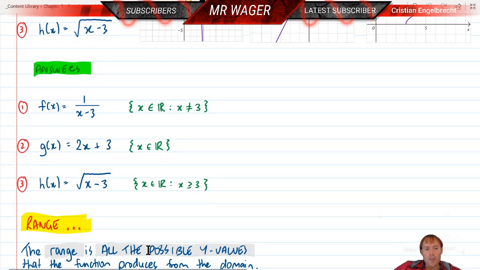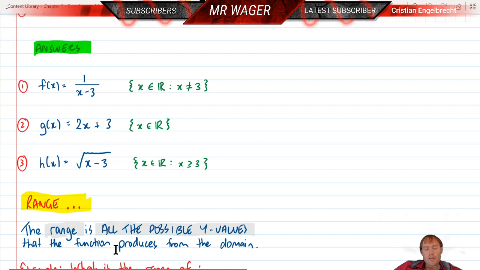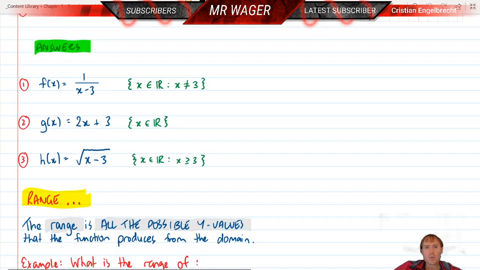Okay, what about the range? The range is all the possible y values. That's probably the easiest way to think about the range. The range is all the output numbers, all the answers, all the possible y values that the function produces from the domain, okay?